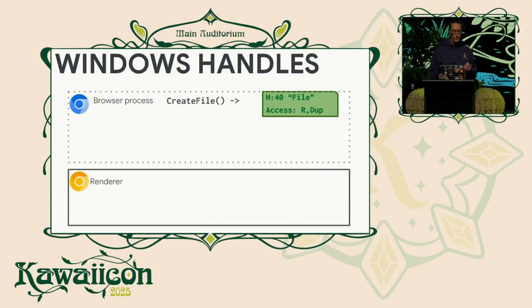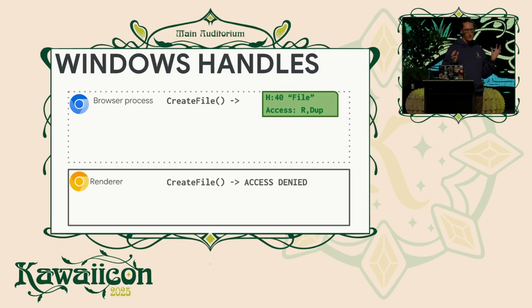If you want to create a file, you call the create file system call in your process, and you get back a file handle that says what you can do with it. Now the renderer, because it's in a sandbox, can't open files. We've made it impossible for it to do that. This is really good. This is what we want to be happening.